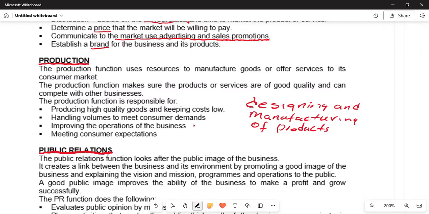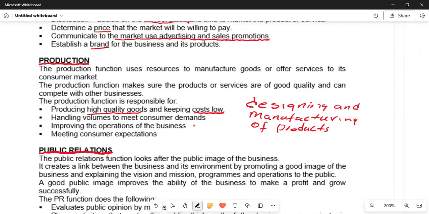That is very important. Producing high quality goods and keeping cost low. Produce high quality goods while at least you are keeping your cost low. Don't make cost to be more than your revenues or your incomes, because by doing that, you'll be running at a loss.